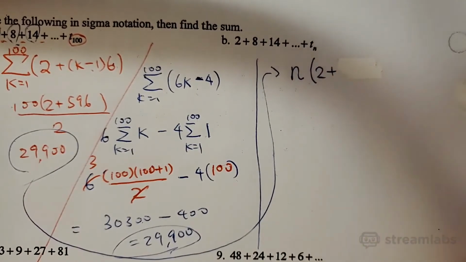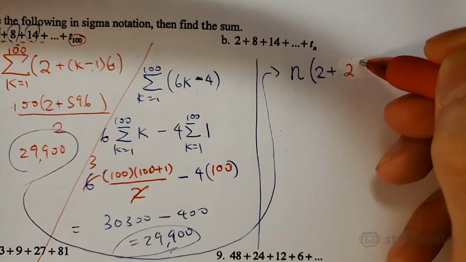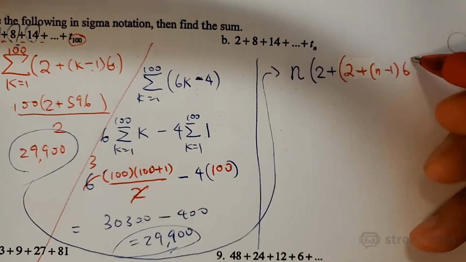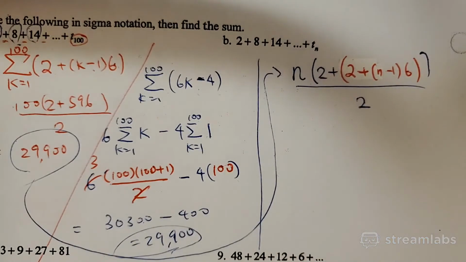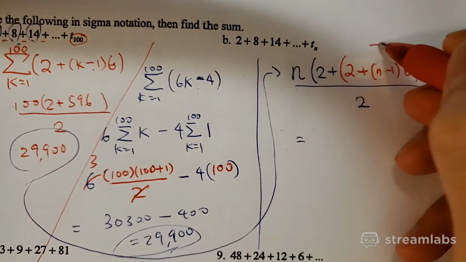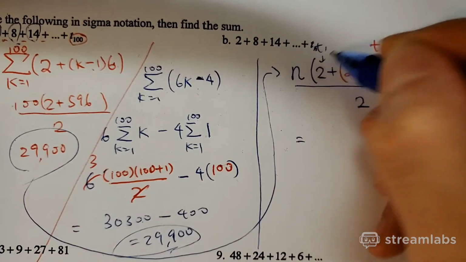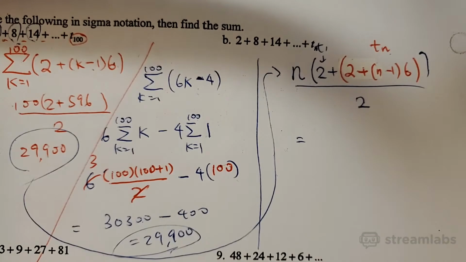First plus last, right? First is 2, last is 2 plus n minus 1 times 6. Okay, that was the last term. And then divide by 2. Okay, simplify this, you're getting the answer. Notice that this is your Tn, and this is your T1. Right, T1 plus Tn times n divided by 2, right?